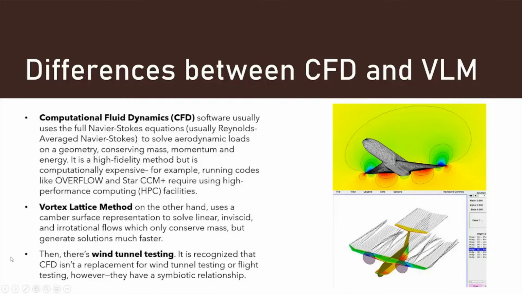The vortex lattice method, on the other hand, uses a camber surface representation. As you can see, this is a degenerated representation. It looks like a bunch of planes. They're flat, but there is camber, so that's why it's important to specify your airfoil. It uses this representation to solve linear, inviscid, and irrotational flows, which only conserve mass but generate solutions much faster.